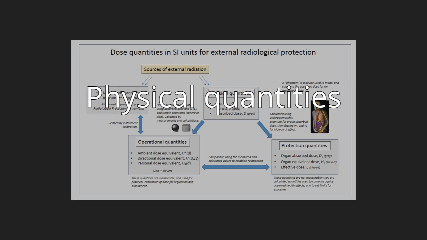Physical quantities. These are directly measurable physical quantities in which no allowance has been made for biological effects. Radiation fluence is the number of radiation particles impinging per unit area per unit time. Kerma is the ionizing effect on air of gamma rays and X-rays and is used for instrument calibration. And absorbed dose is the amount of radiation energy deposited per unit mass in the matter or tissue under consideration.